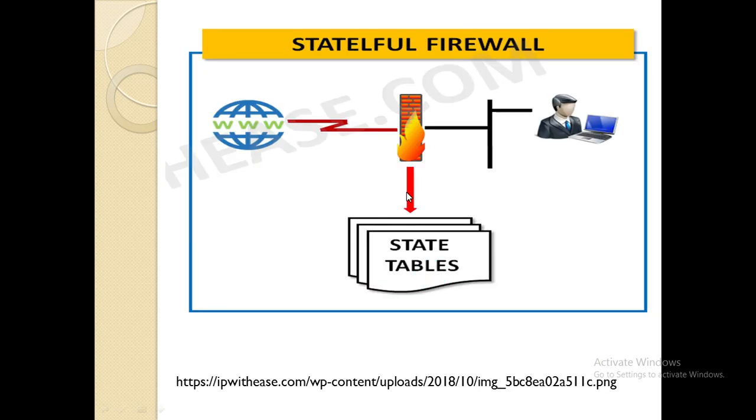So by the diagram we can understand our internet and our user, and here we store every connection between this particular user and the outside network, maintained in a state table. So whenever it sees that any illegitimate things are happening, it will check the state table and take some action, whether to continue the connection or drop the connection.